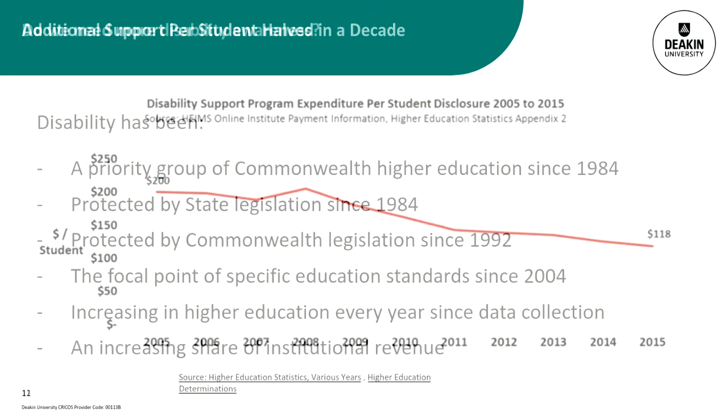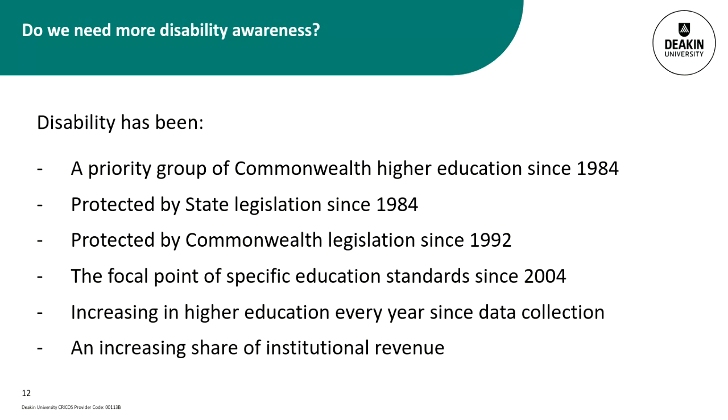And what we see if we put all that together is that, particularly in the context of Global Accessibility Awareness Day, disability has been a priority of the Commonwealth since 1984. It's protected by state legislation since 84. It's been protected by Commonwealth legislation since 92. It's been the focal point of specific standards since 2004. It represents an increasing proportion of students every year since data was collected, and also represents a significant share of institutional revenue. So, one can ask, do we need more disability awareness? Have we got enough things in place to make sure that everyone's aware that this is something that we just need to do?